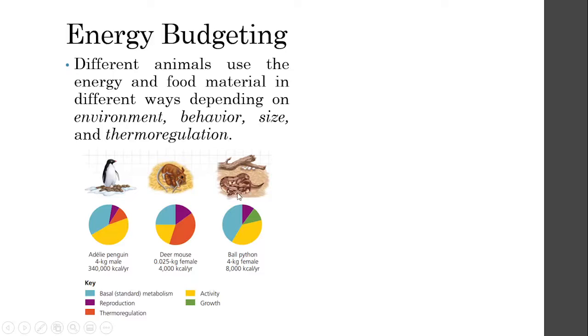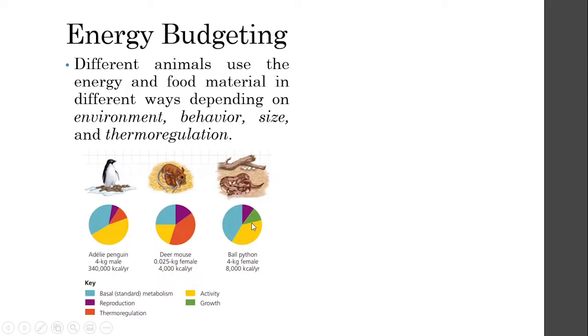But for a reptile, even though they're actually very old, or they're already an adult, they do not stop growing. Kaya may mga nakikita kayo na mga sawa or the snakes, boas that are really big. It's because they do not stop growing. So they spend a portion of their energy to grow their body. So again, depende sa environment mo, behavior, size, and thermoregulation affects your budgeting.